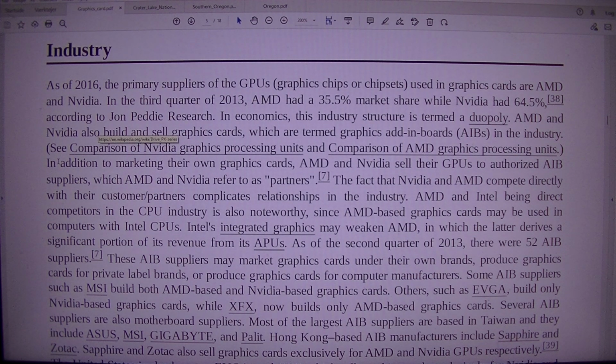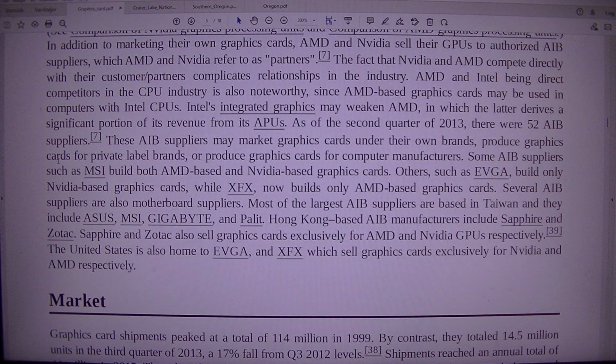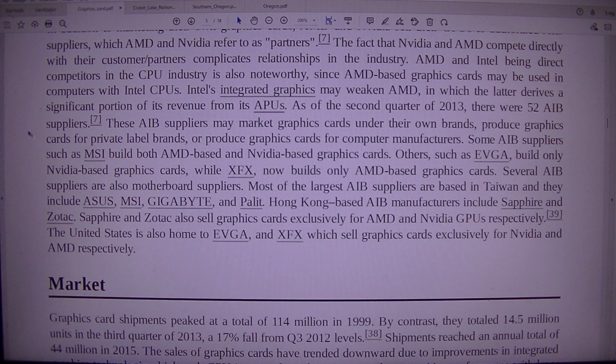AMD and Intel being direct competitors in the CPU industry is also noteworthy, since AMD-based graphics cards may be used in computers with Intel CPUs. Intel's integrated graphics may weaken AMD, in which the latter derives a significant portion of its revenue from its APUs.